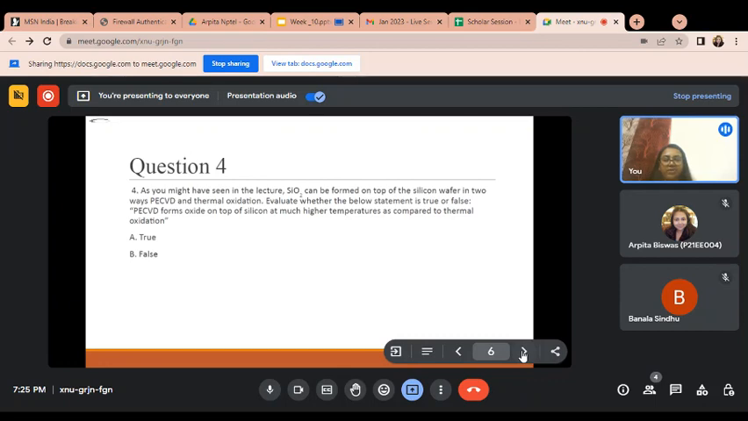So evaluate whether the below statement is true or false. So what is the statement now? PECVD, plasma enhanced CVD, forms oxide on top of silicon at much higher temperature as compared to the thermal oxidation. So what it is saying is that PECVD forms the oxide on top of the silicon at much higher temperature as compared to thermal oxidation. So go through the question carefully and then try to give the answer. I am coming back in 1 minute. Go through the question carefully.